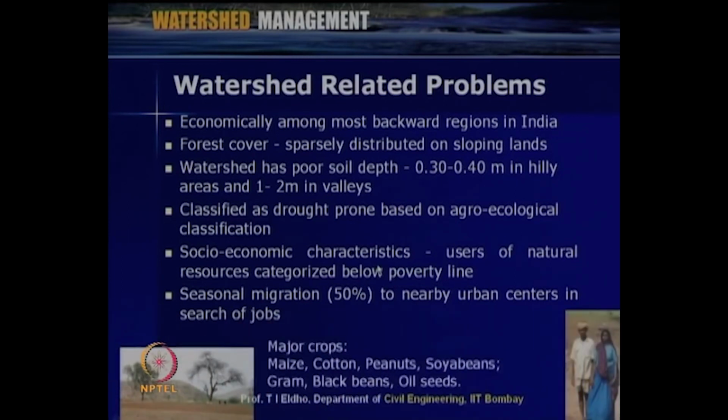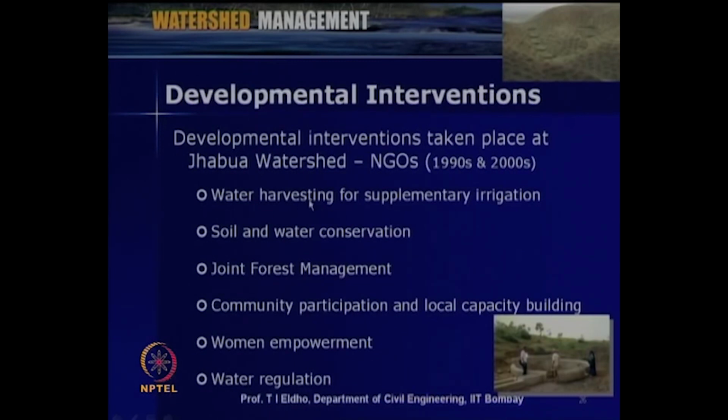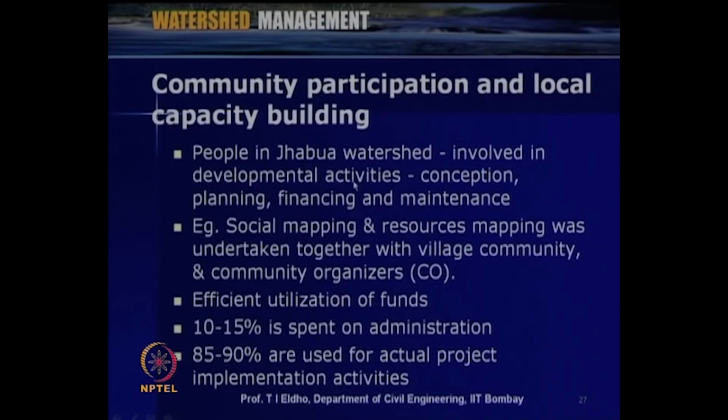So, these were some of the watershed related issues. And then some of the NGOs, with the help of state government and central government, came together to implement the watershed management plans in the 1990s and 2000s. The development interventions were water harvesting for supplementary irrigation in the region, in the watershed, soil and water conservation activities, joint forest management, then community participation and local capacity building, women empowerment and water regulations. So, these were some of the development interventions put in this watershed.